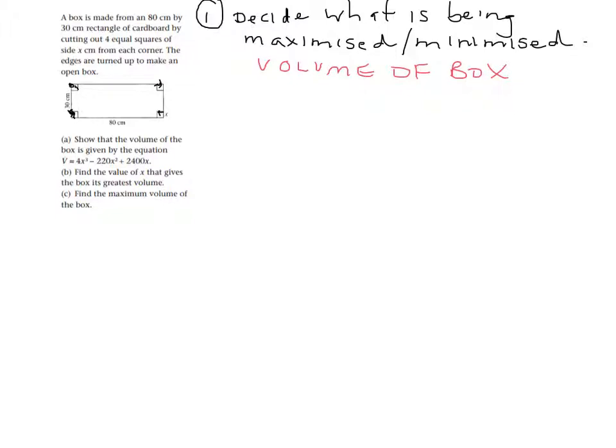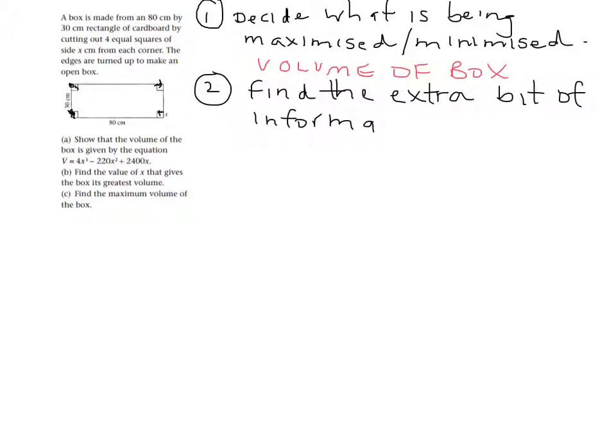Step 2 is to find the extra bit of information, because that enables us to eliminate one of the variables. Because if you think about it, in this case, volume is length by the width by the height. So we've got numbers and it's in terms of x, so that's okay. And in this case, there's already enough information for us to eliminate that variable. So we'll do another one in a minute where it doesn't lead you quite so easily through it.